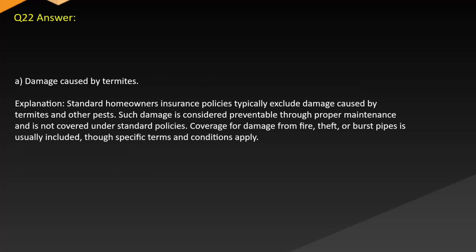Answer: A. Damage caused by termites. Explanation: standard homeowners insurance policies typically exclude damage caused by termites and other pests. Such damage is considered preventable through proper maintenance and is not covered under standard policies. Coverage for damage from fire, theft, or burst pipes is usually included, though specific terms and conditions apply.